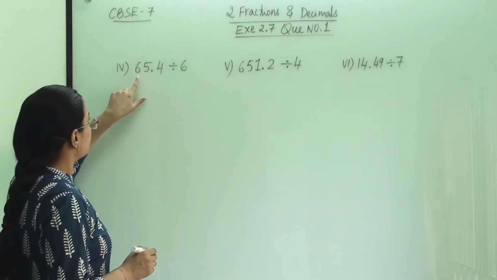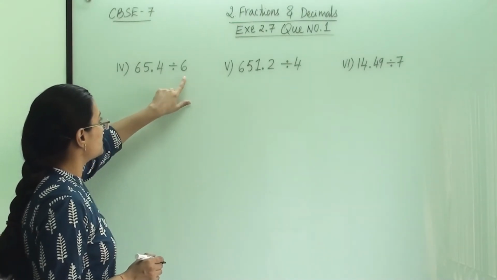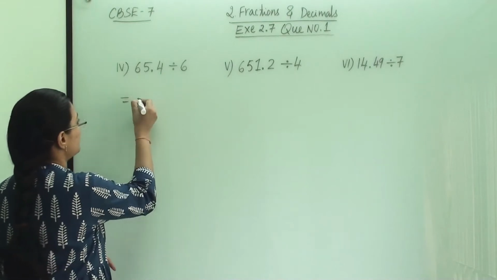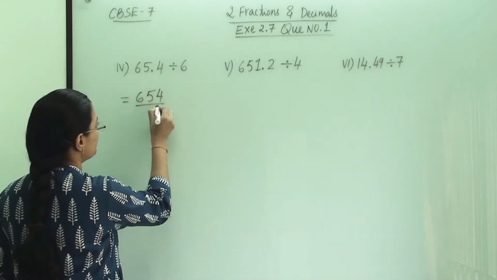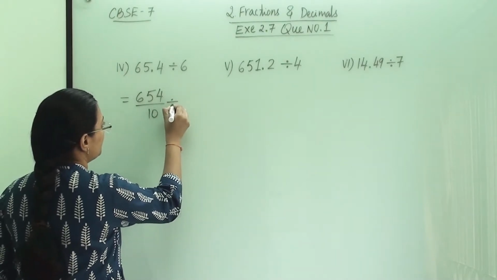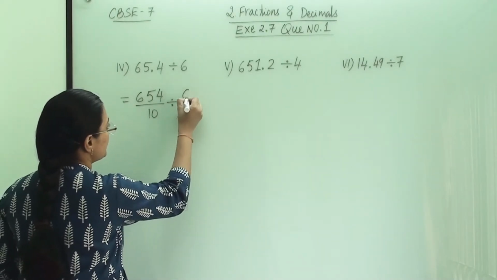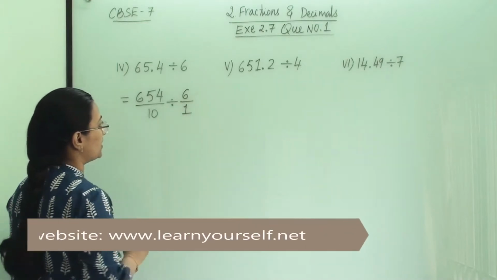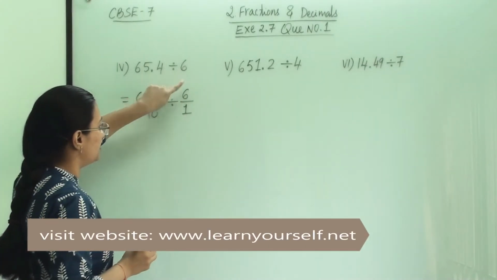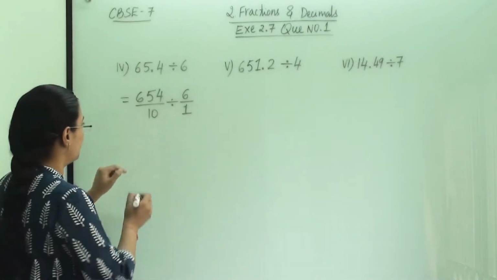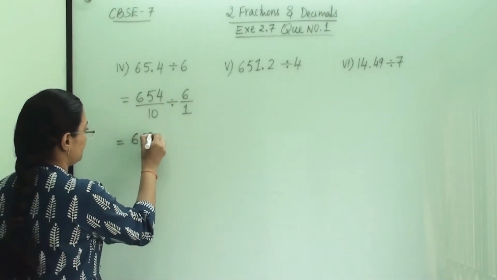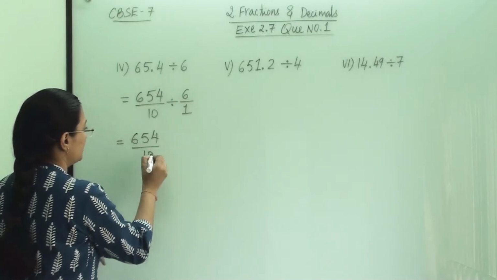The fourth question is 65.4 divided by 6. So let us convert this into its fraction form, that is 654 divided by 10, and divided by 6, in the denominator 1 will be there, because this is a whole number and we can always write 1 in the denominator of a whole number. Now 654 divided by 10.